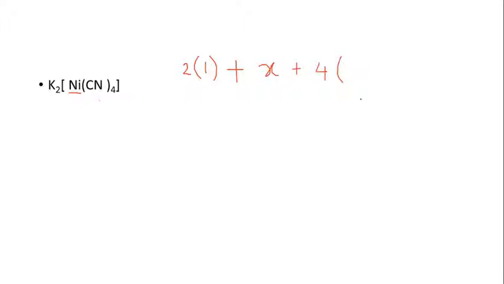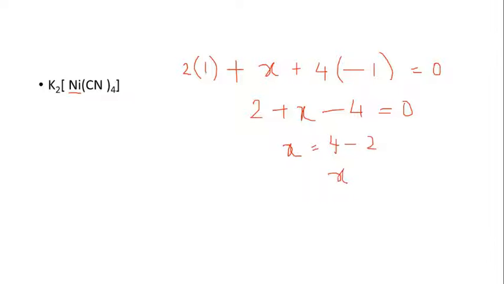Cyanide will carry a charge of -1, so 4 into -1, is equal to 0. So 2 plus X into -4 is equal to 0. So X is equal to, you take this -4 to the other side, so +4, and 2 to the other side, so -2. So X is equal to 4 minus 2, which is 2. So nickel is in +2 oxidation state.